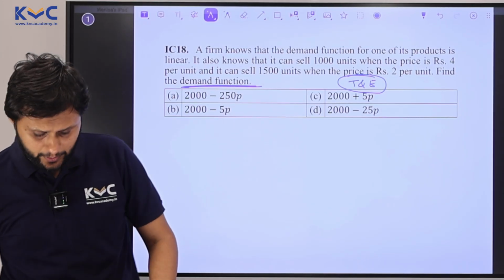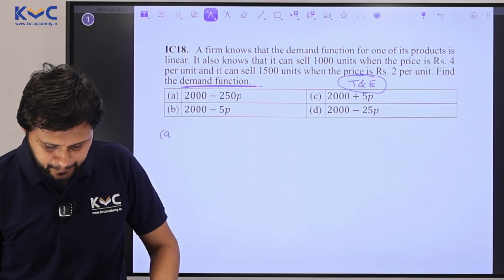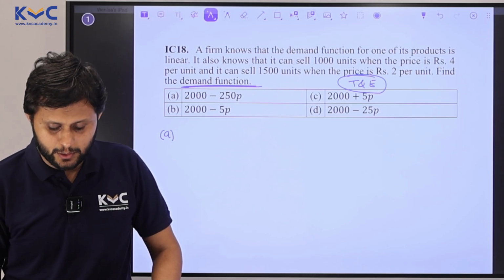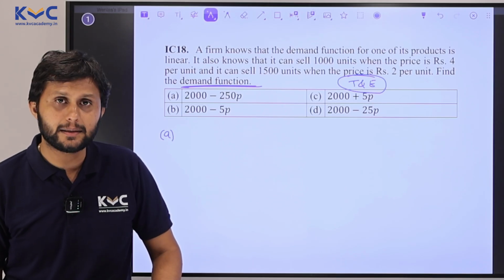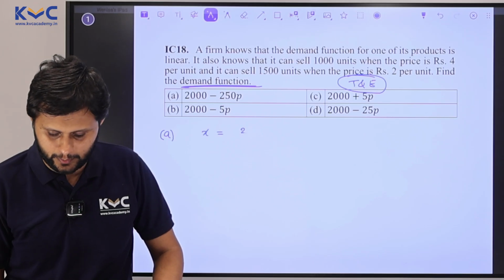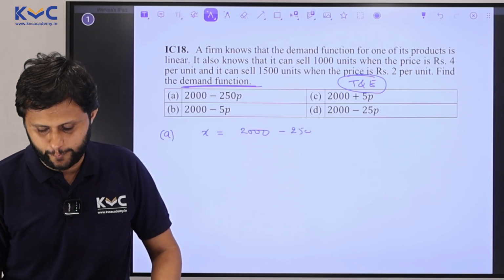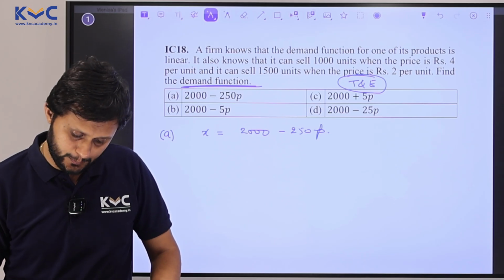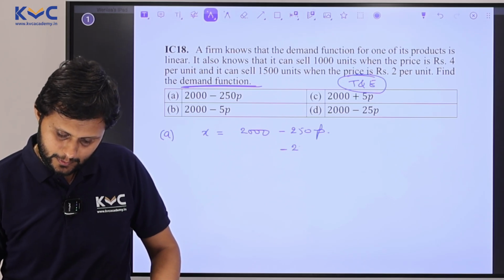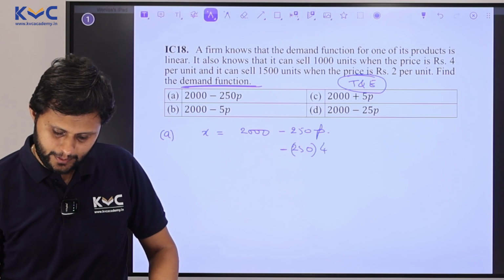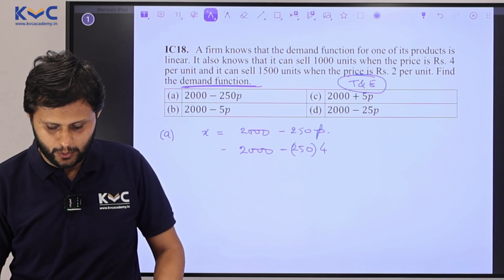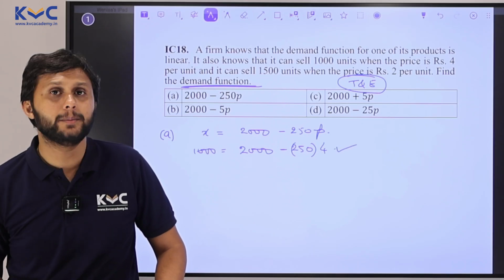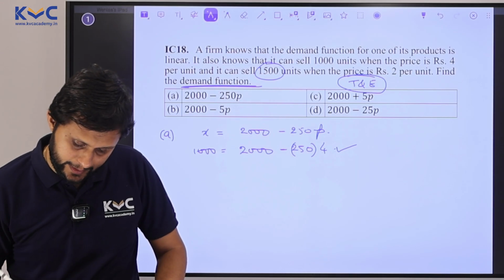Okay. So we'll go to the first option. They're saying 2000 minus 250p, and when price is 4, units should be 1000. So I can write x is equal to, I'll write the given question first, 2000 minus 250p. Let me substitute 4 now. 250 into 4, and here I get 2000 minus 250 into 4, which is 1000. 2000 minus 1000, you get equal to 1000. So this holds good.